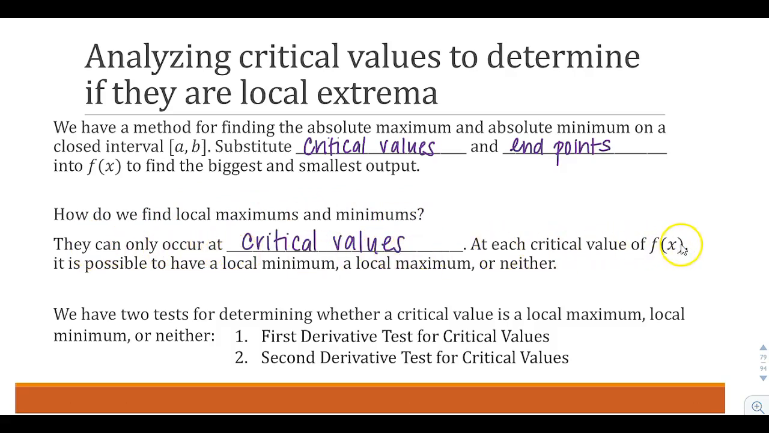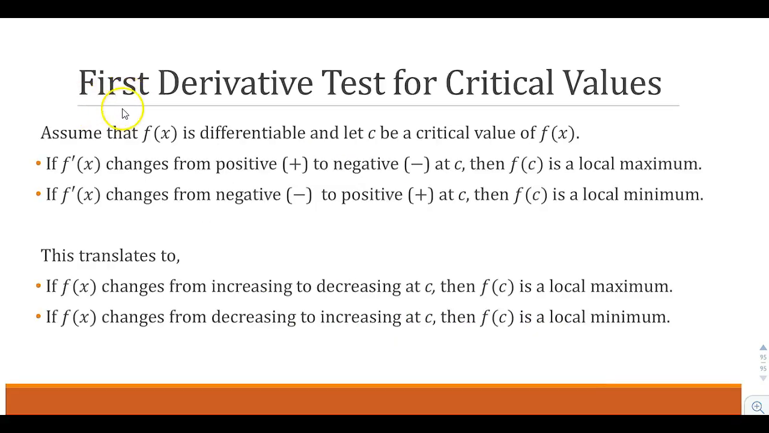At each critical value of f of x, it is possible to have a local minimum, a local maximum, or neither. We have two tests for determining whether a critical value is a local maximum, local minimum, or neither: the first derivative test for critical values and the second derivative test for critical values. The first derivative test for critical values.